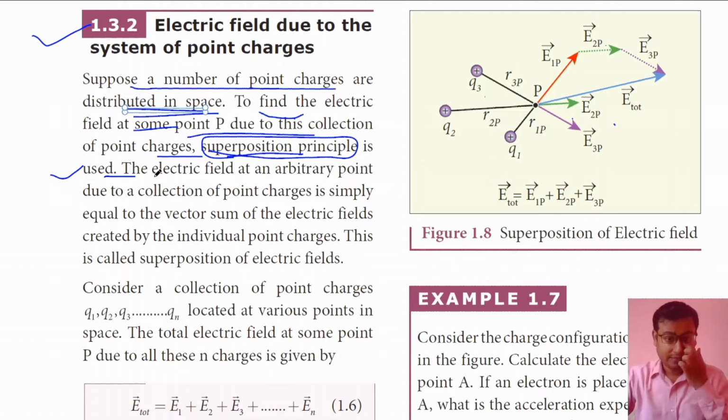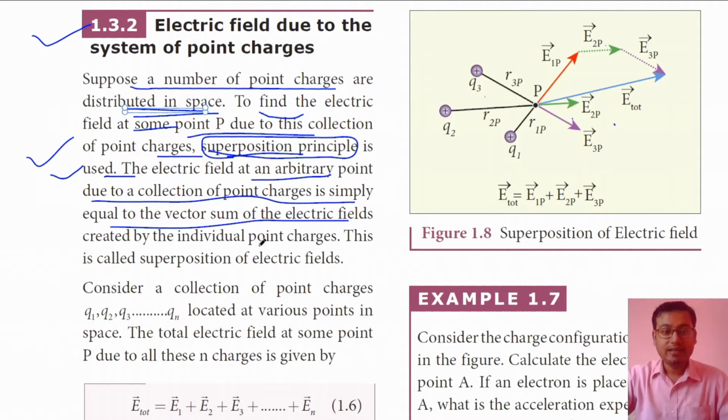The electric field at an arbitrary point due to a collection of point charges is simply equal to the vector sum of electric fields created by the individual point charges. That means suppose that arbitrary point is this point P in figure 1.8, and we have to find out what will be the electric field at point P because of charges Q1, Q2 and Q3.